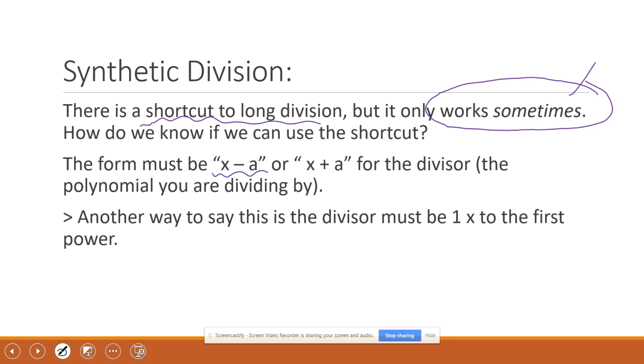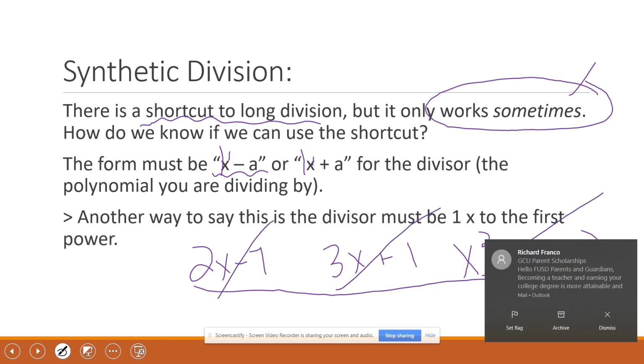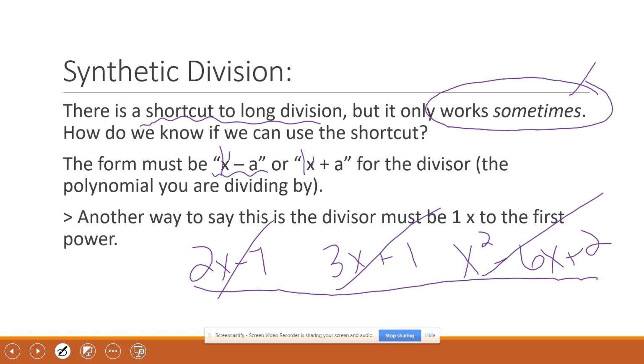Well, our divisor has to be 1x to the first power. If it's anything other, let's say 2x minus 7 or 3x plus 1 or x squared minus 6x plus 2, any of these, you cannot use this shortcut. Otherwise, if it's something like x plus 3, x minus 4, x plus 1, x minus 8, etc., those are all 1x to the first power, and you can use this shortcut.